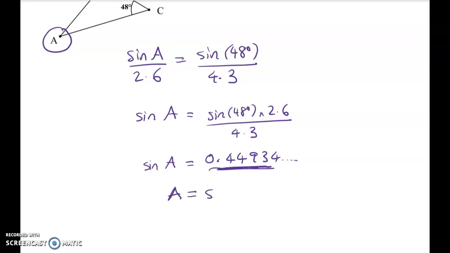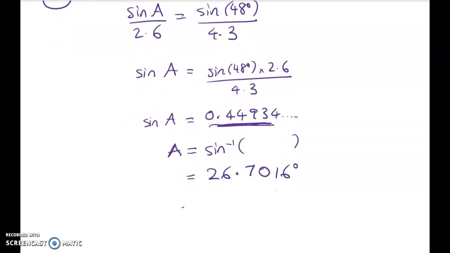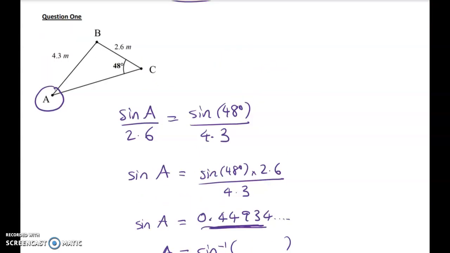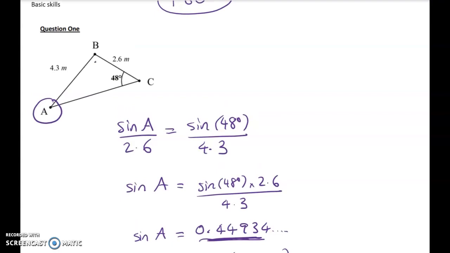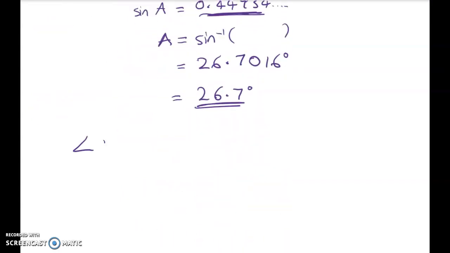And then A, the angle, is going to be sine inverse of that number. And in this case, it gives me 26.7016 degrees. And I'm going to round that to 26.7 degrees. And that's fine to round that at this point. What I don't want you rounding too soon are any of the lengths that we find. So now we've got angle A. It's very easy to get angle B. So angle B comes from my year 9 rule, 180 degrees minus 48 degrees minus 26.7 degrees, which gives me 105.3 degrees.